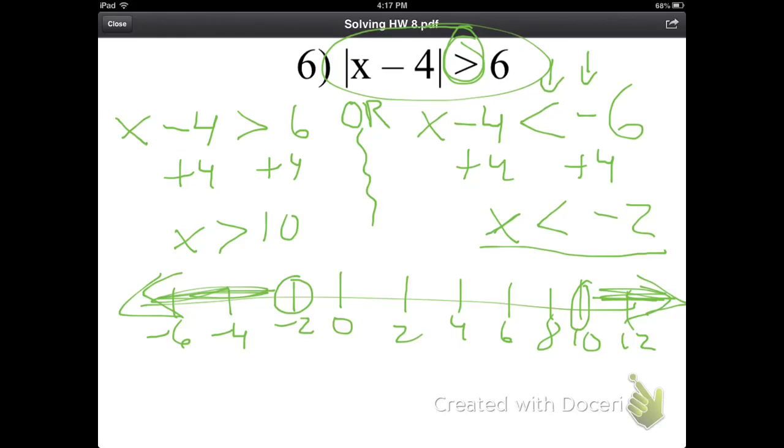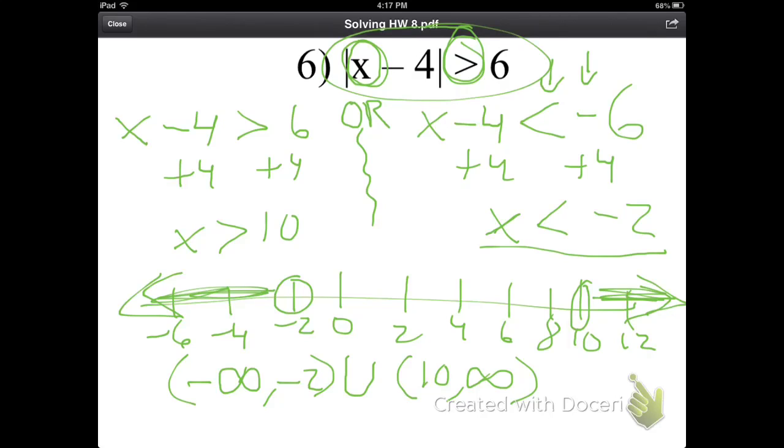Both of those graphs together make all the possible answers, all the possible numbers you can put in for this x to make the statement true. And you can write those down in interval notation. The left one becomes negative infinity to negative 2 with open brackets because we have an open circle, and infinity always has an open bracket. On the right side, we go from 10 to infinity, open bracket for the same reasons, and we draw a little union symbol in the middle, and voila, all of the answer.